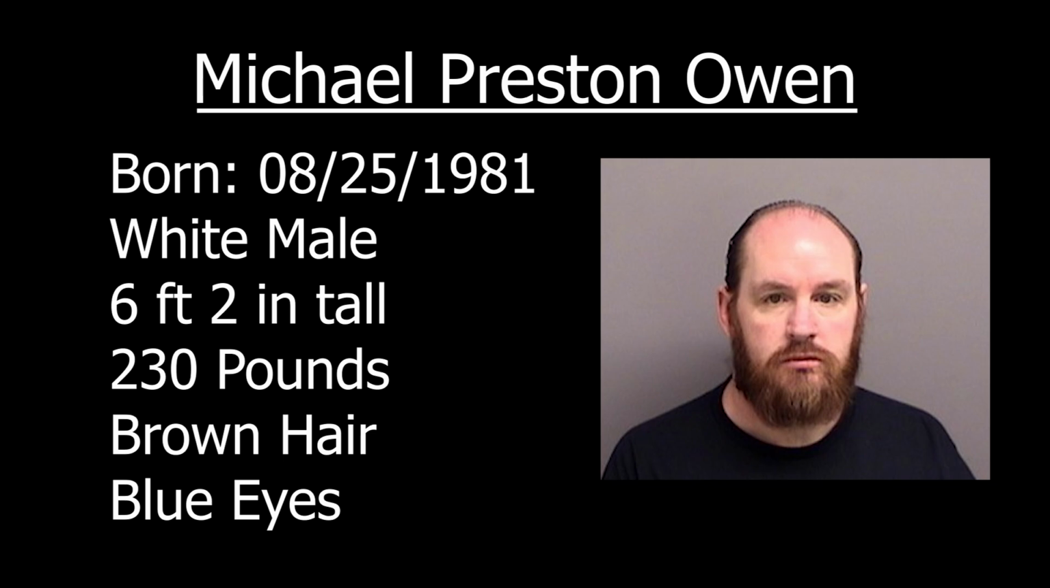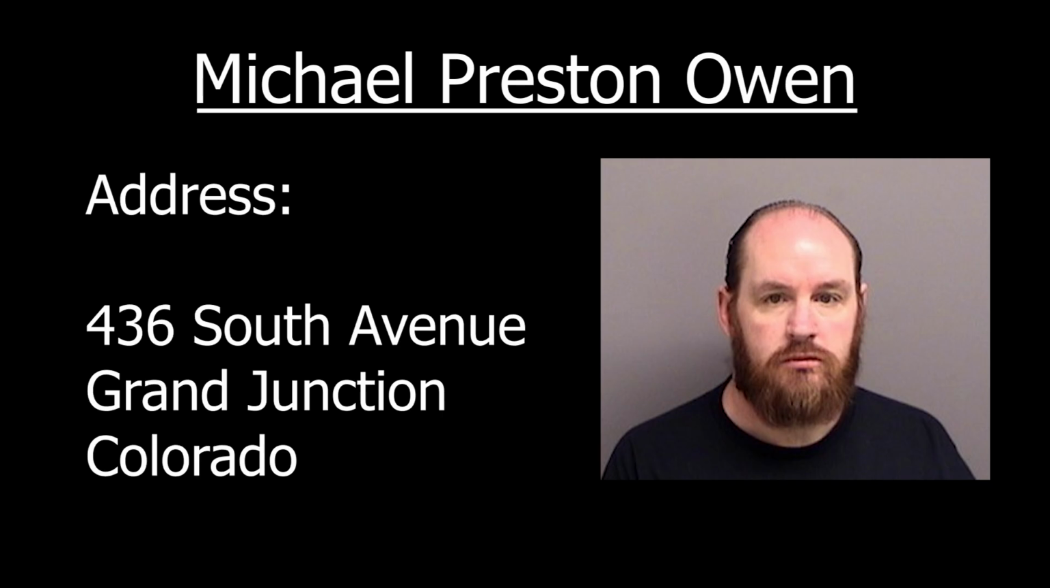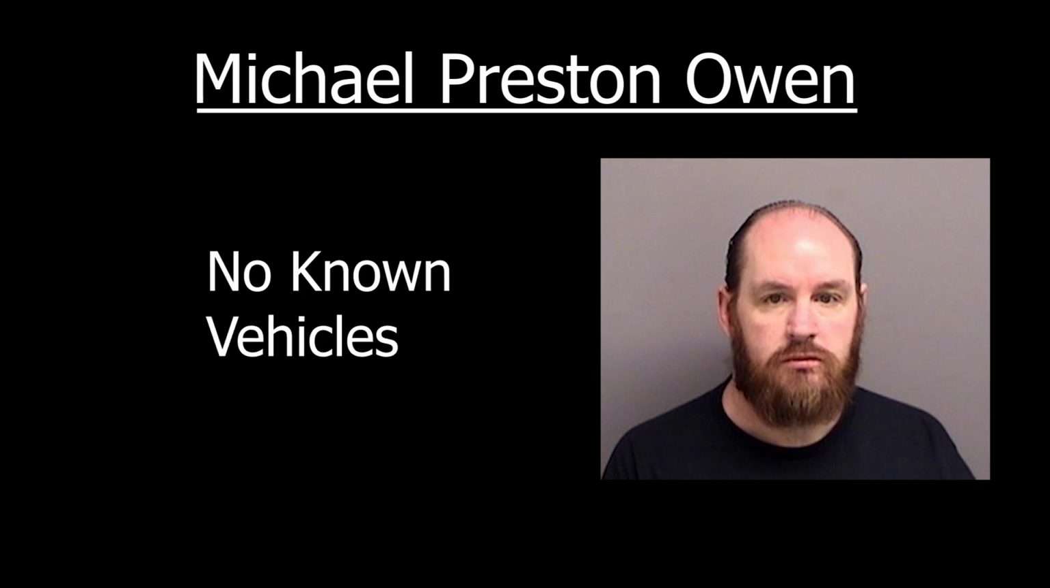Here is some specific information about the subject of this community notification, 44-year-old Michael Preston Owen. His birth date is August 25, 1981. He is a white male, 6 feet 2 inches tall, weighing 230 pounds with brown hair and blue eyes. He has multiple tattoos covering both arms, his right shoulder, abdomen, and both legs. He is living at 436 South Avenue here in Grand Junction, Colorado. There are no known vehicles associated with this individual.